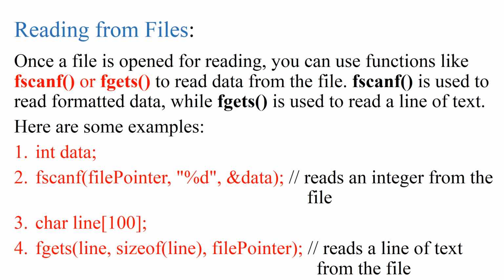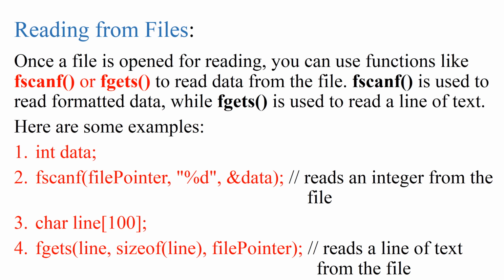Next, reading data from files. Once a file is open for reading, you can use functions like the fscanf function or fgets function to read data from the file. The fscanf function is used to read formatted data while fgets is used to read a line of text. Here I have one example. It clearly shows two different methods of reading data from a file using a file pointer.